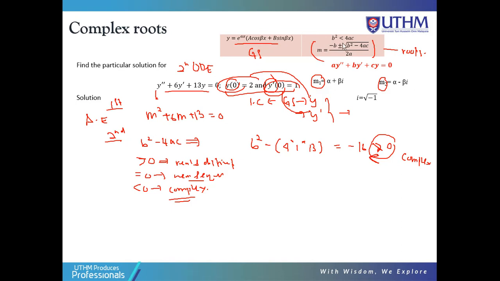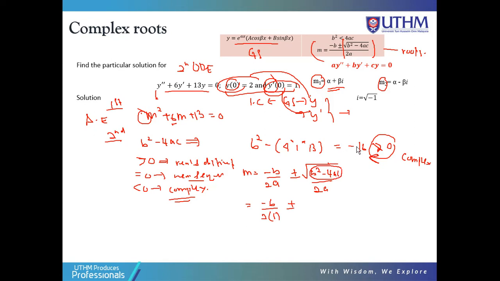So you use this one. This one is split, because you want to form it in this form. Okay, so m equals negative b divided by 2a, plus minus square root of b squared minus 4ac, divided by 2a. So here negative b is 6, divided by 2a, where a is 1, plus minus. This one you already solved, you got negative 16.